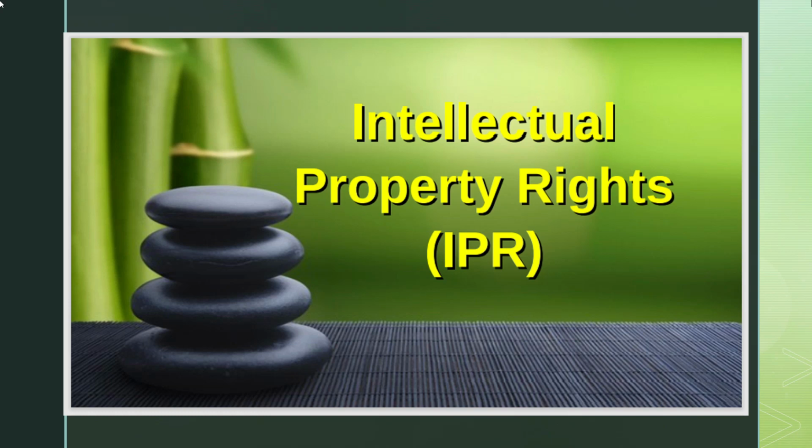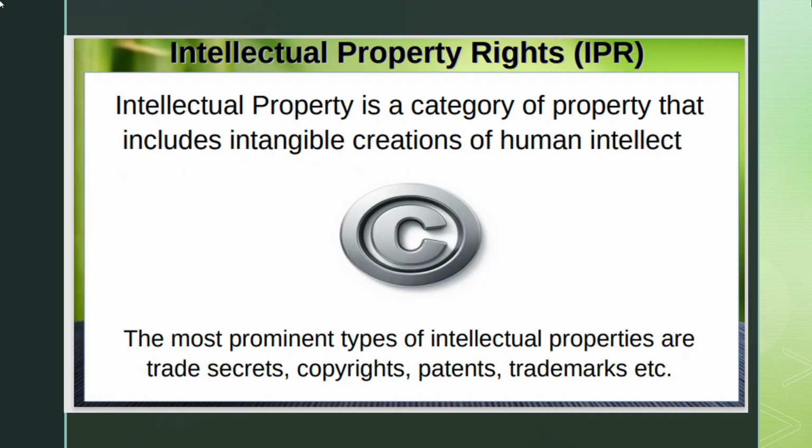So let me move on to the next slide. Intellectual property is a category of property that includes intangible creations of human intellect. The most prominent types of intellectual properties are trade secrets, copyrights, patents, trademarks.